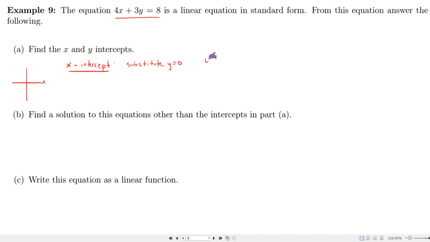So what would we get? We'd get 4x plus 3 times 0 equals 8. So that tells us 4x is equal to 8. And then if we divide both sides by 4, this would simplify to what? x equals 2. So that's the x coordinate. So the x-intercept is the point 2, 0.